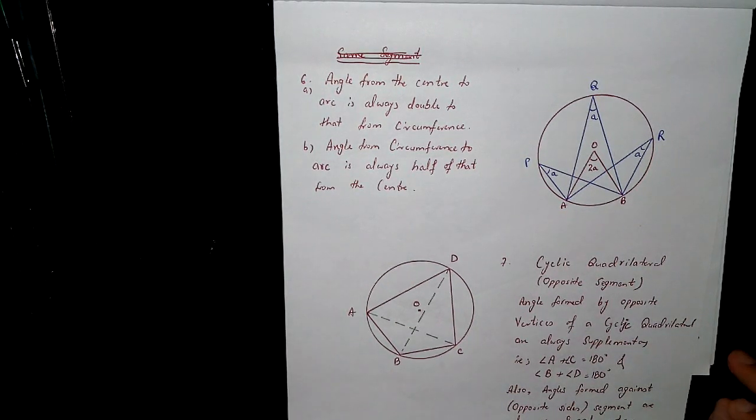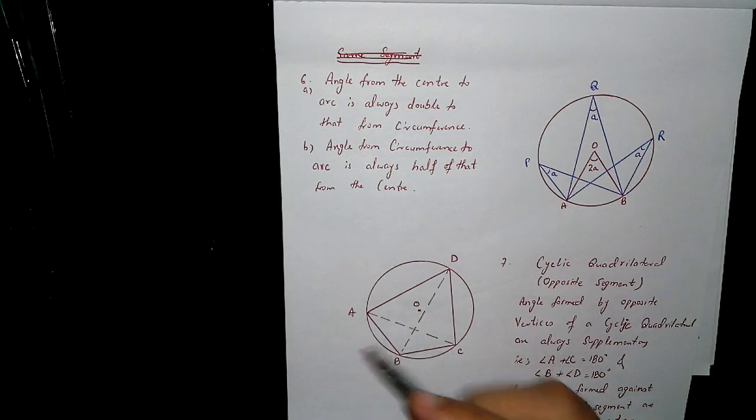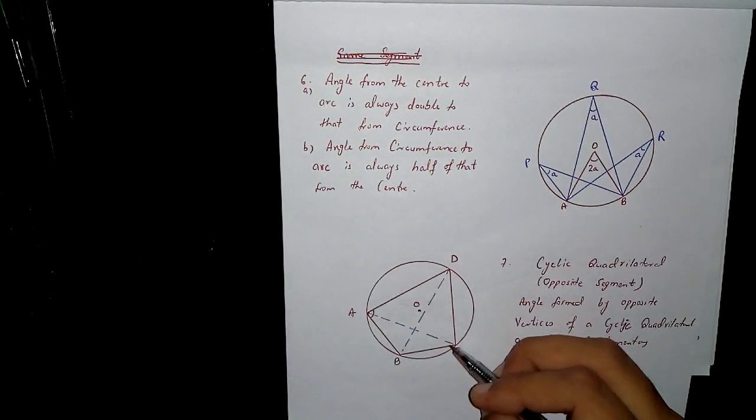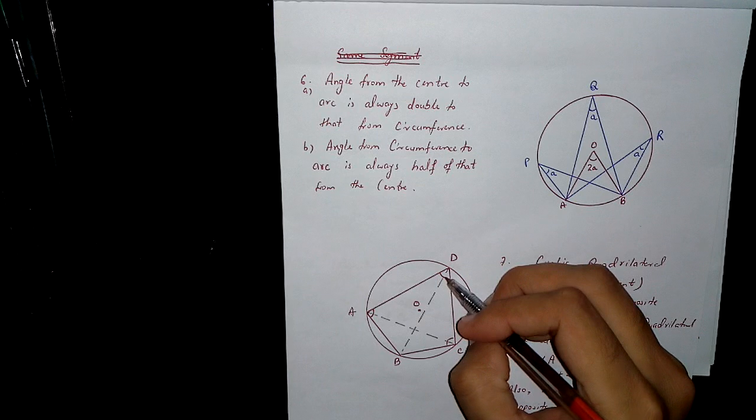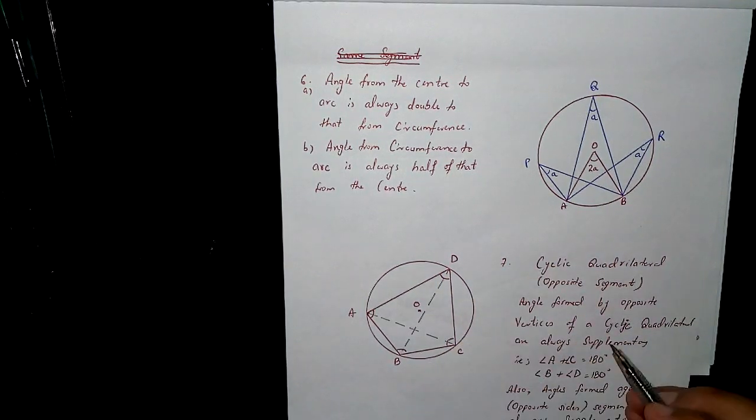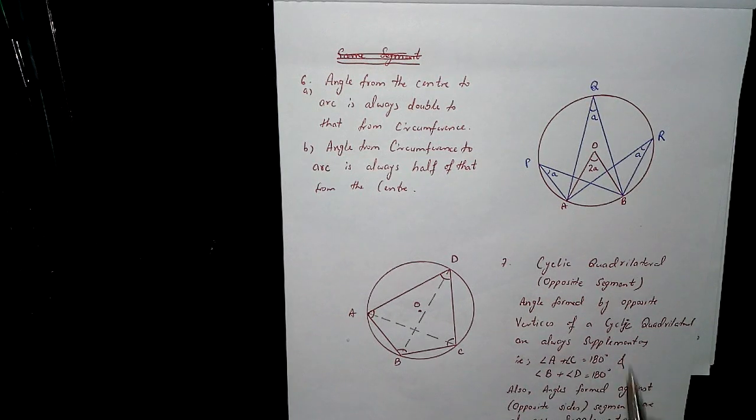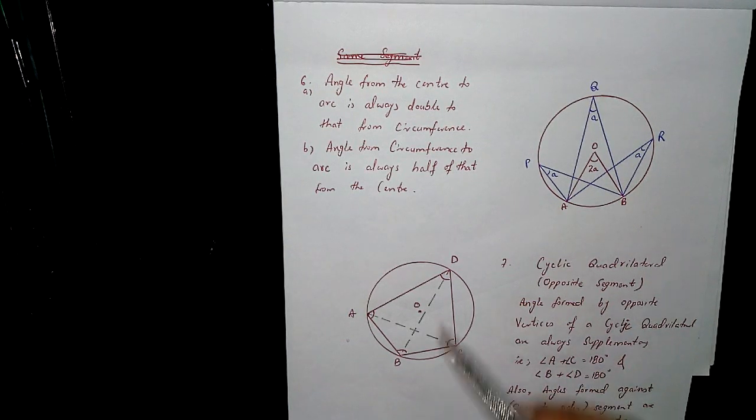Okay. Now cyclic quadrilateral, which is also known as the opposite segment property. Suppose we make a quadrilateral ABCD in a circle. Opposite vertices of a cyclic quadrilateral are always supplementary. That is, angle A, opposite angle will be angle C, the sum of these two angles will always be 180 degrees, and the sum of these two angles will always be 180 degrees.